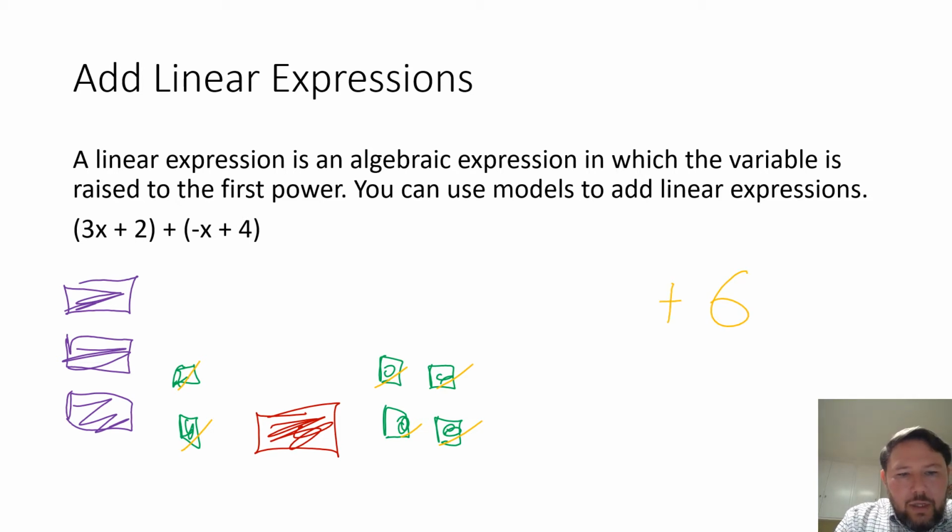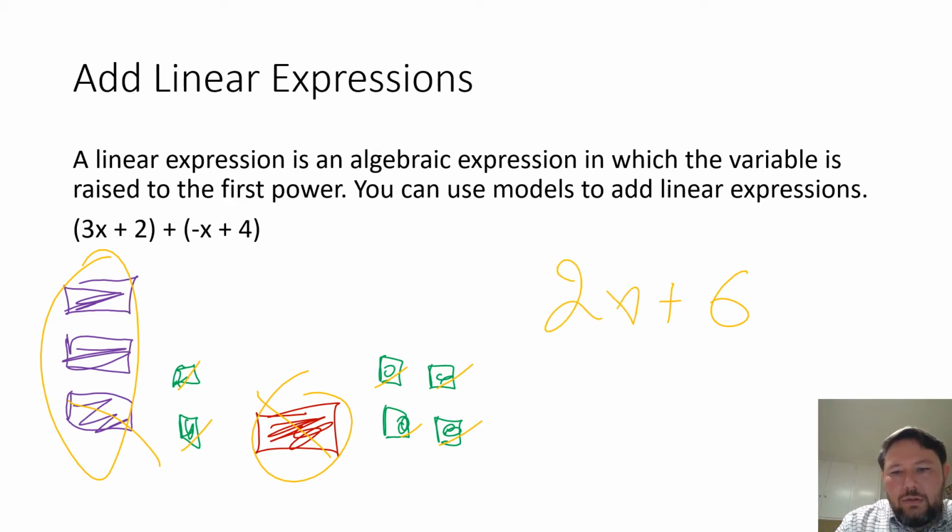And here we have 3 positive x's. We're talking about these ones here now. And we have 1 negative x. So this negative x cancels that out, which leaves us with 2x. And that's the way we can do it using algebraic tiles.